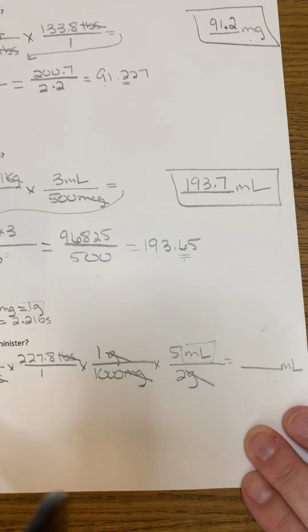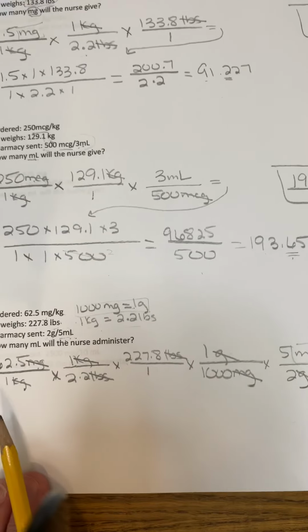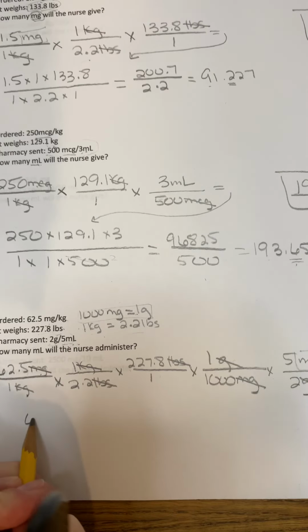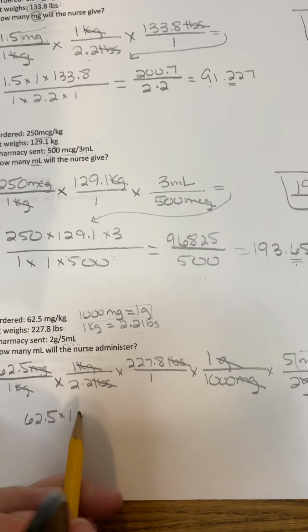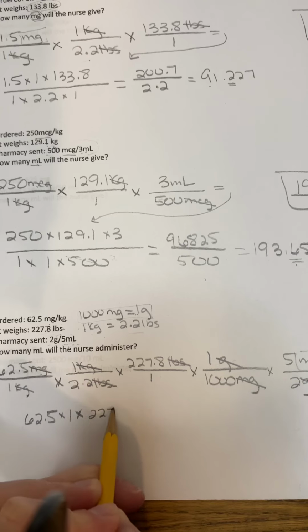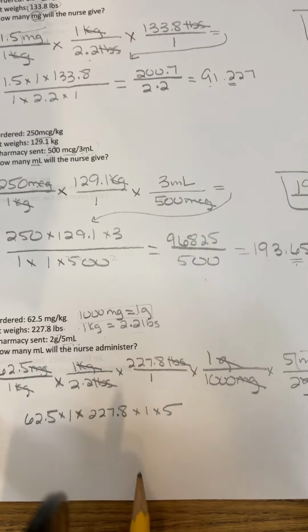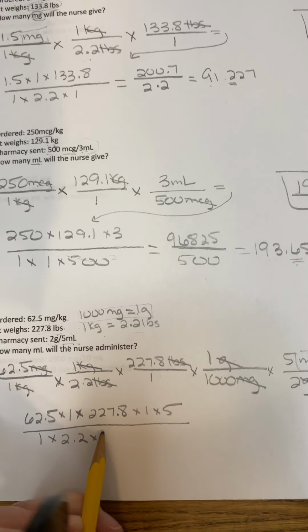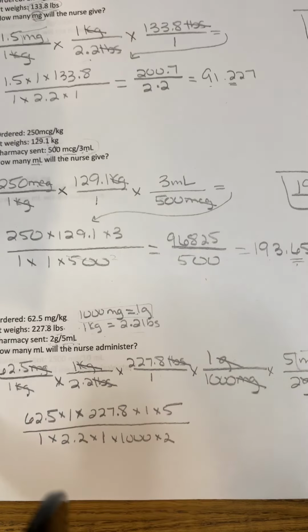So you can see I've taken out all those different units and now I'm just left with the numbers. So I'm going to rewrite them down below. It is going to be 62.5 times 1 times 227.8 times 1 times 5. Okay, that'll be the top. And then on the bottom, I'm going to have 1 times 2.2 times 1 times 1,000 times 2.